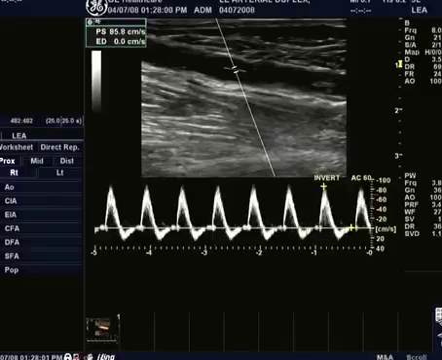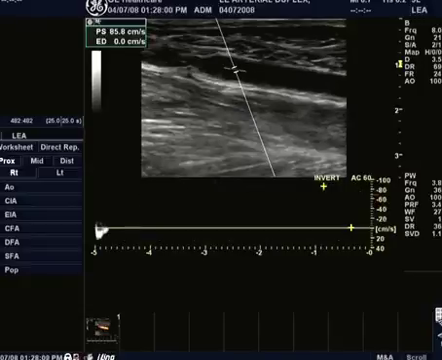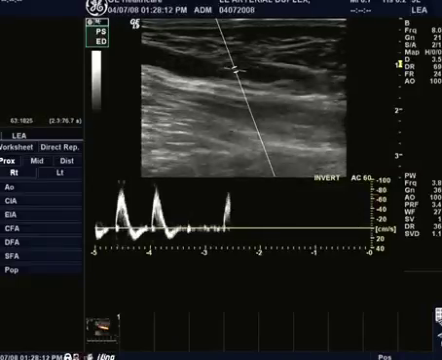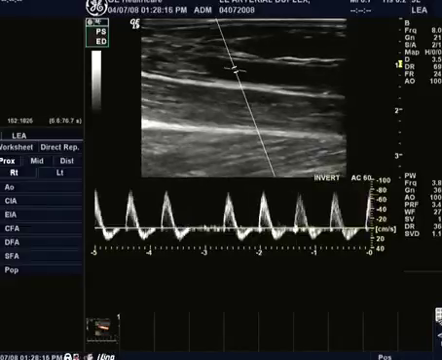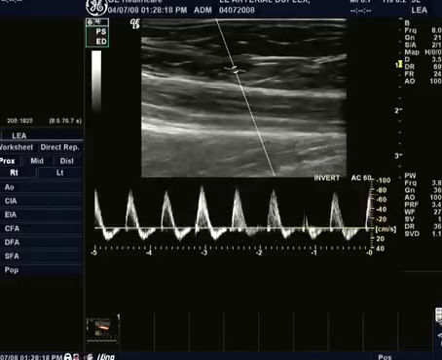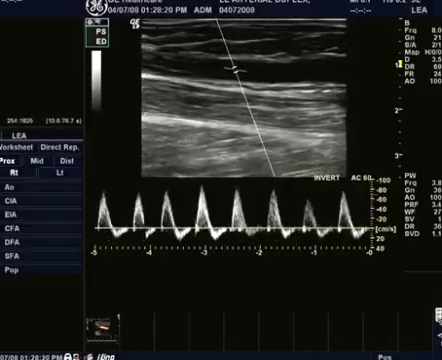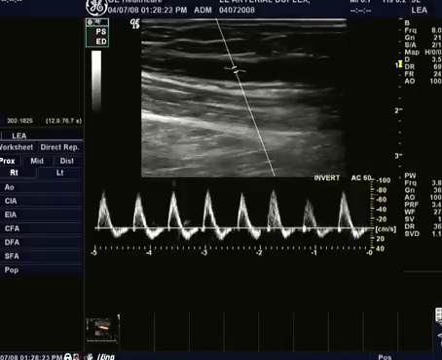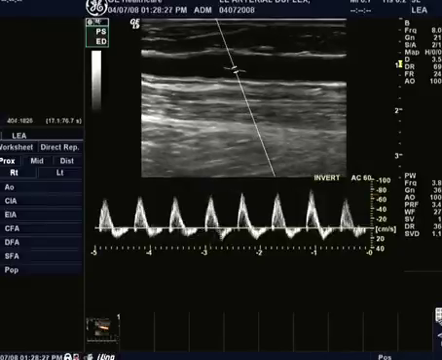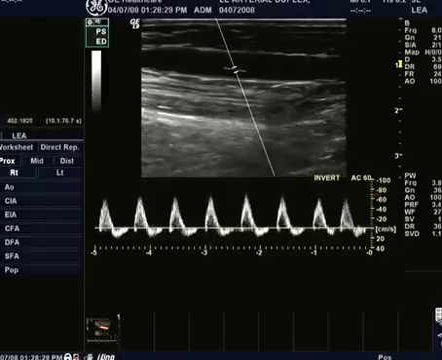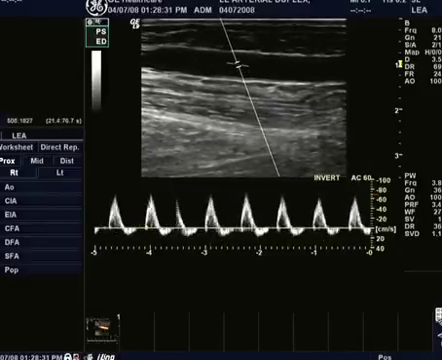And we'll capture this as a mid-bypass velocity, or mid-graft flow, and in this case it's 86 centimeters per second. So that looks fine. We'll continue on down. For the most part, we're looking at peak systolic velocity or velocity ratio. If we saw an area with a transient elevation in velocity, we would take a closer look at it.